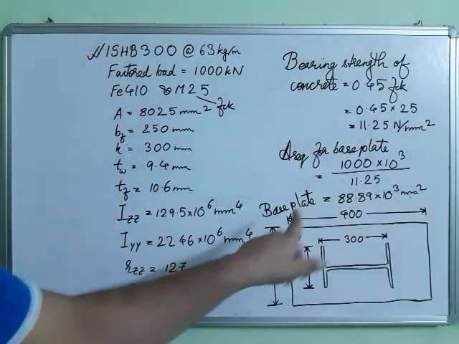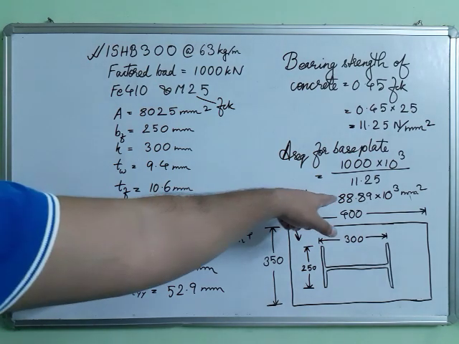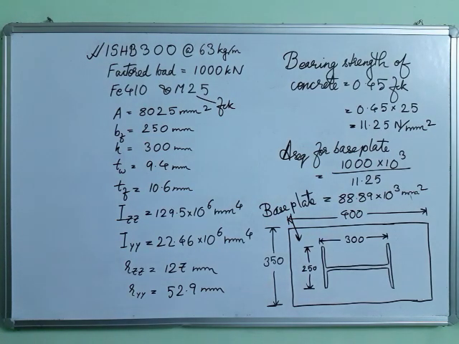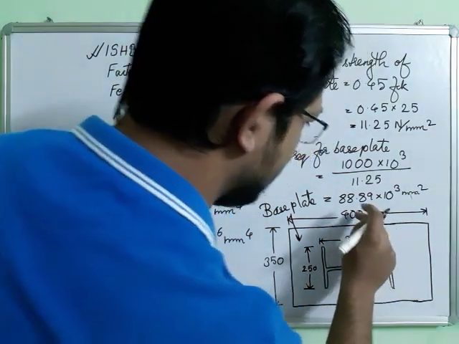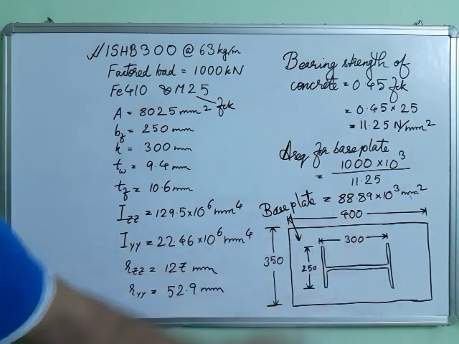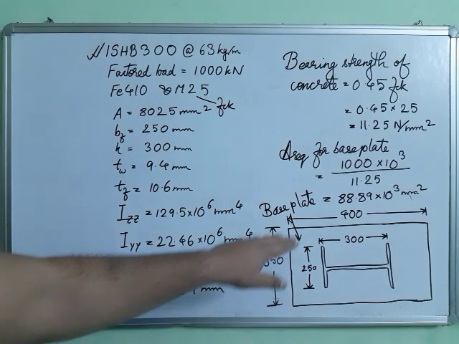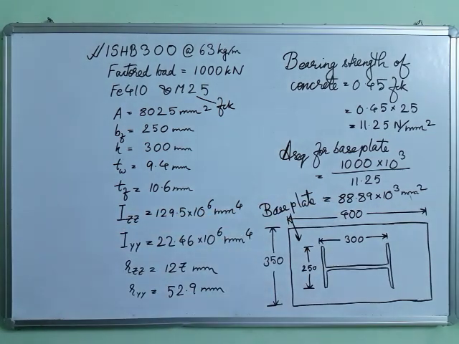So if we consider 400 by 350, this is also a rectangular dimension, and if we multiply 400 into 350, then also we will get an area which is higher than 88.89 into 10 cube mm². These values are all in mm. 350 mm, 250, 300, all are in mm. So 400 mm into 350 mm will be higher than 88.89 into 10 cube mm². You can calculate also, you will be able to know it.